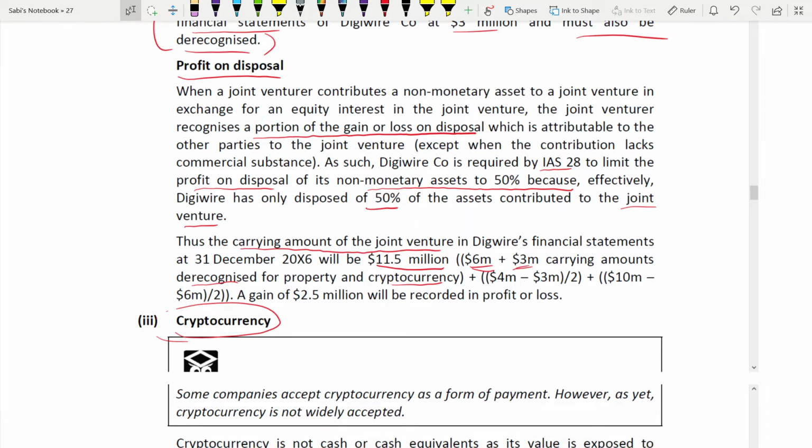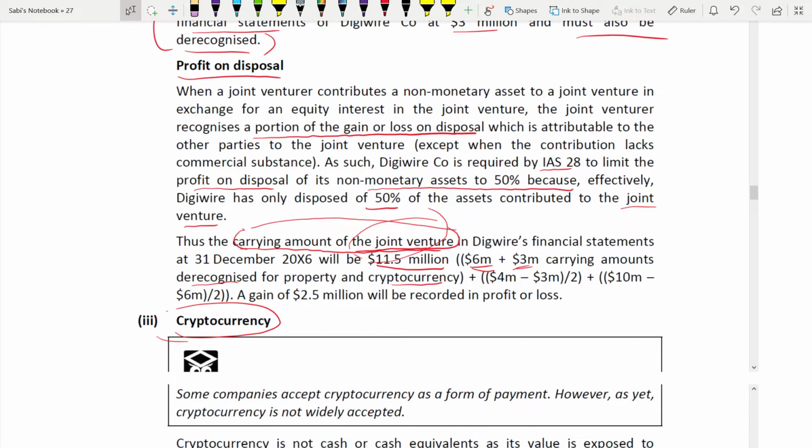So this should be derecognized. Okay, together when you add, 11.5 is the carrying amount that you are derecognizing. Because carrying amount of the joint venture means whatever amount you're derecognizing from the two companies. Two entities you are putting together in a separate entity, that's the joint venture. So the derecognized amount is only the carrying amount. 6 plus 3, because this will go into the joint venture as a separate entity, whatever you have derecognized.